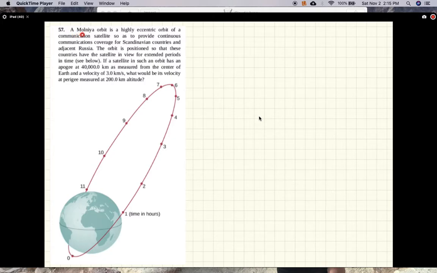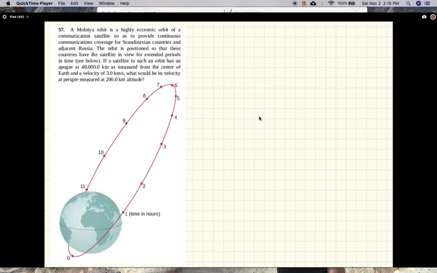This problem says a Molniya orbit is a highly eccentric orbit of a communication satellite. So here's the eccentric orbit. You can see that it's a very flattened, elongated orbit, to provide continuous communication coverage for Scandinavian countries and adjacent Russia. The orbit is positioned so that these countries have the satellite in view for an extended period of time.